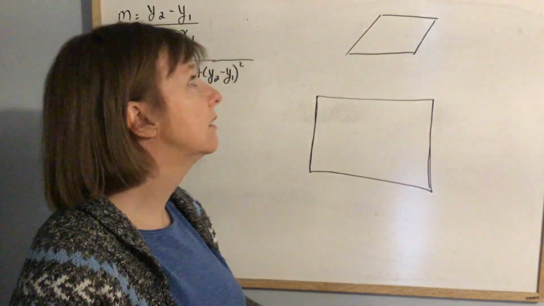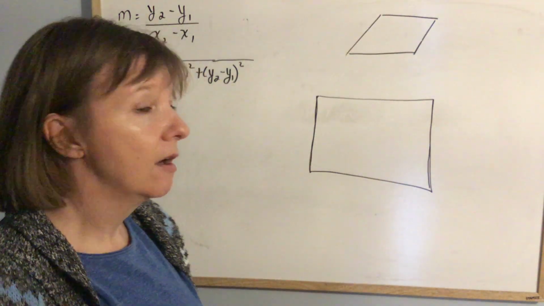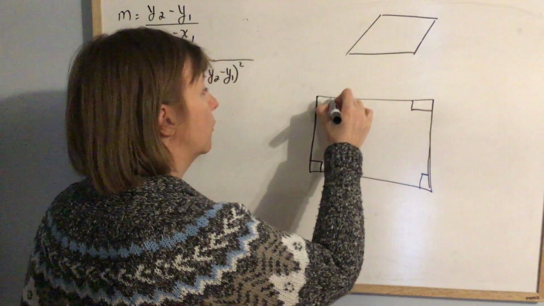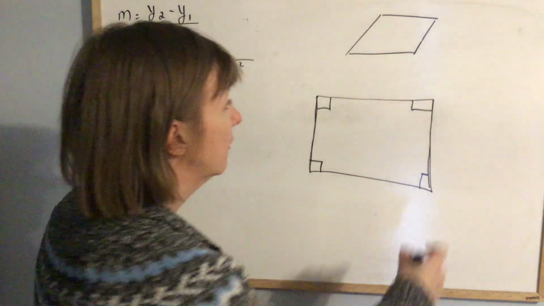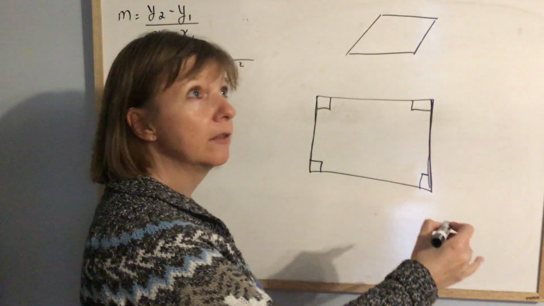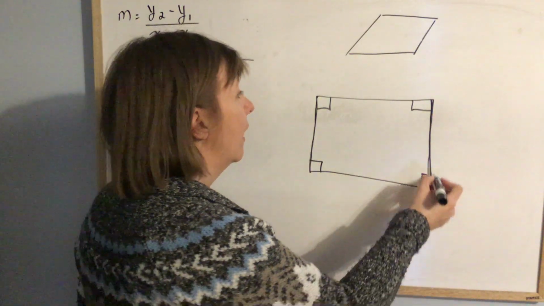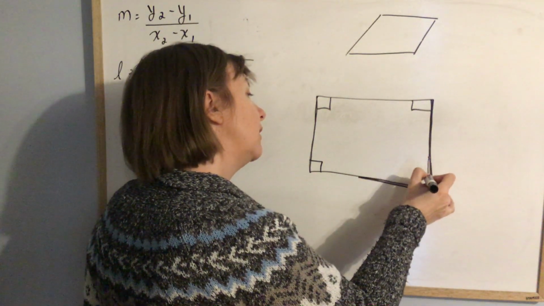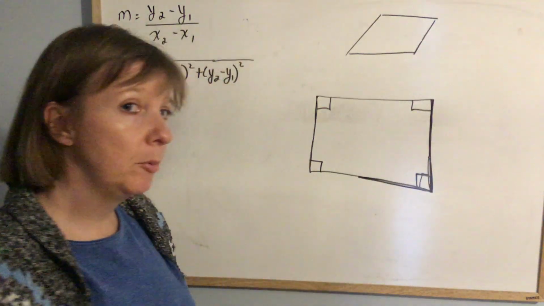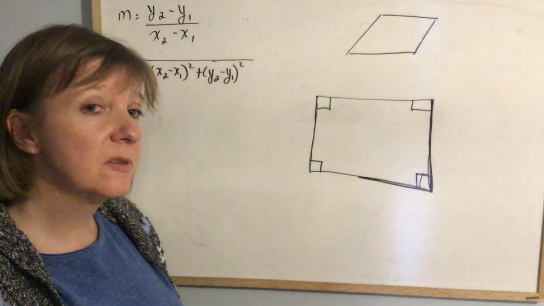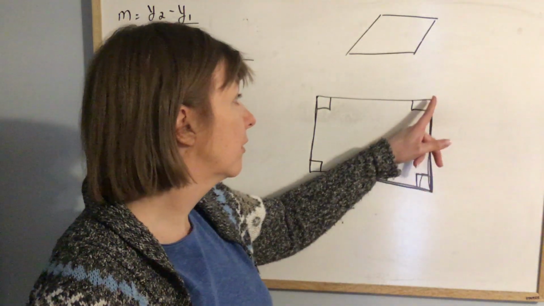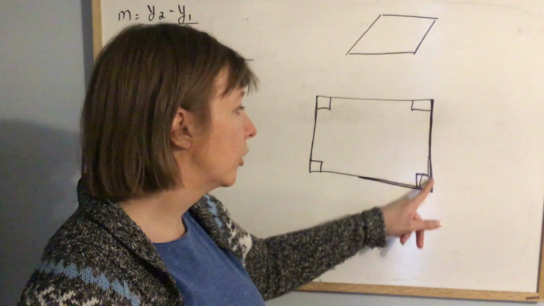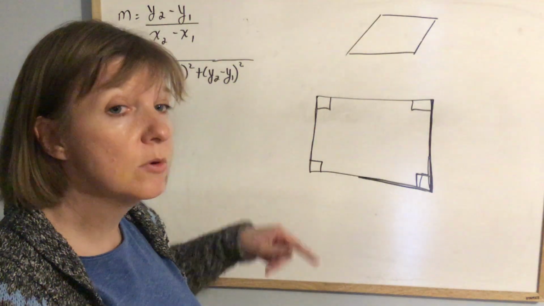So what is different about a parallelogram versus a rectangle? The thing that's different is all of the corners make right angles. They are perpendicular. This line is perpendicular to this line. In other words, they are at 90 degrees to one another. What do I know about perpendicular lines? I know that the slopes are negative reciprocals of one another. If this slope was 1, this slope would be -1. If this slope was 1/2, this slope would be -2/1.